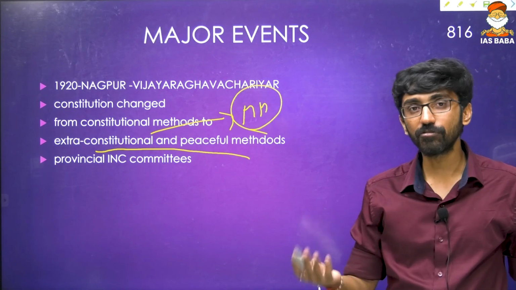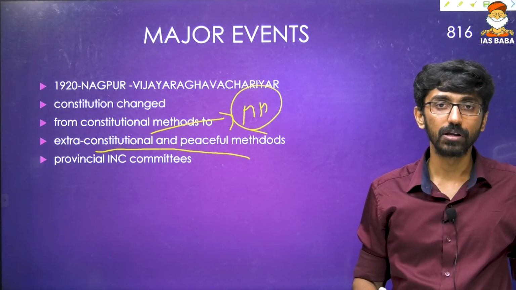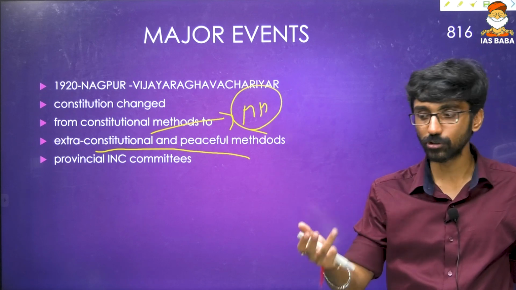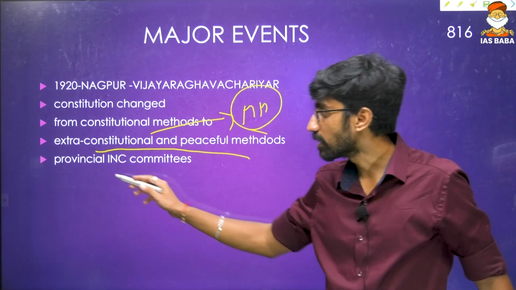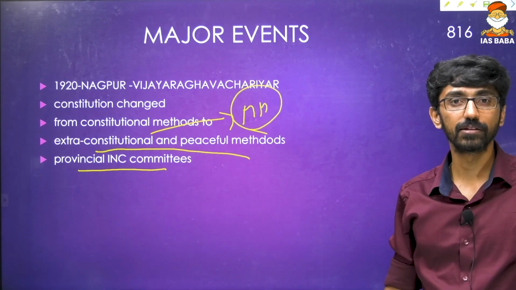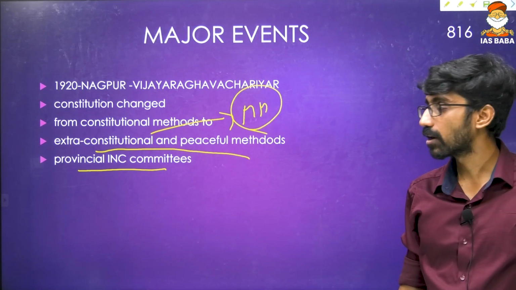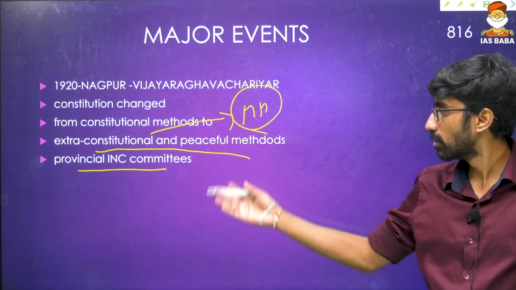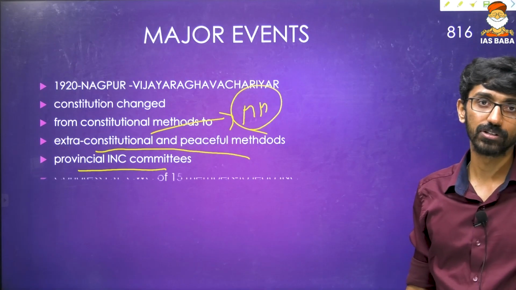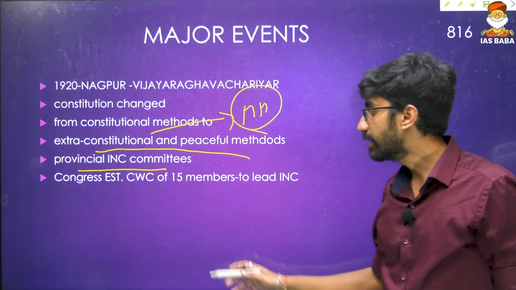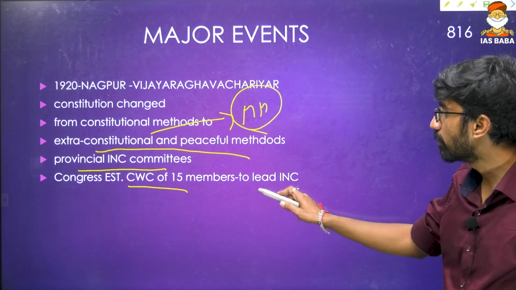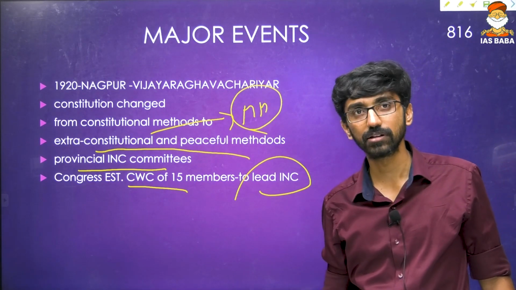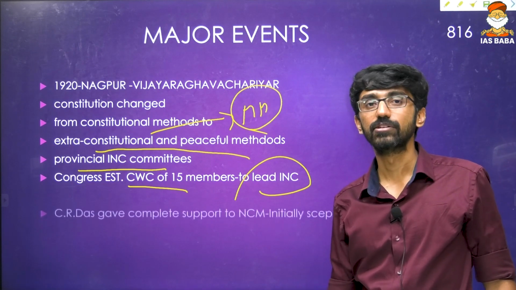And to organize the masses, you require local level leadership, because the INC was a national level organization, there was no local organization. And to bring the local level organization, they established provincial INC committees. Today they are called Pradesh Congress Committees. So provincial INC committees were established in the Nagpur session. And to lead any movement, Congress established the Congress Working Committee of 15 members to lead the INC in all the movements. So that was established at the Nagpur session.